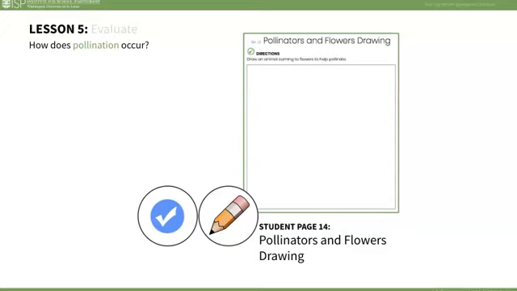Pollinators would help the bean fruits or pods to form. The bean fruits would have the bean seeds inside. Pollinators like bees help us to get our food.